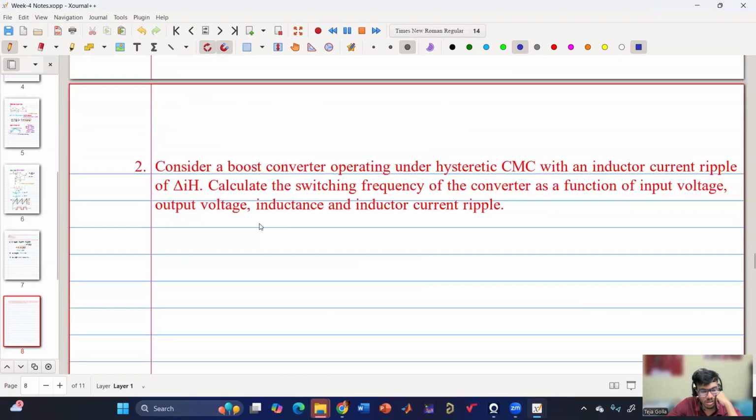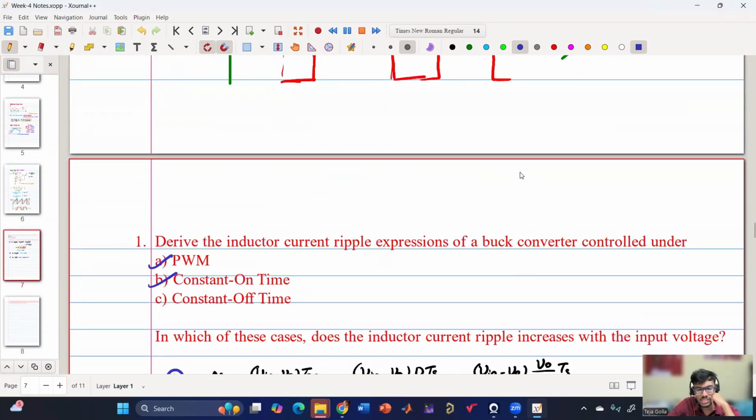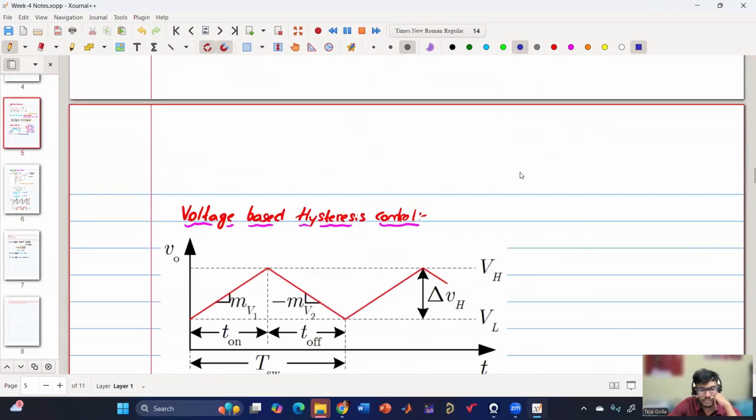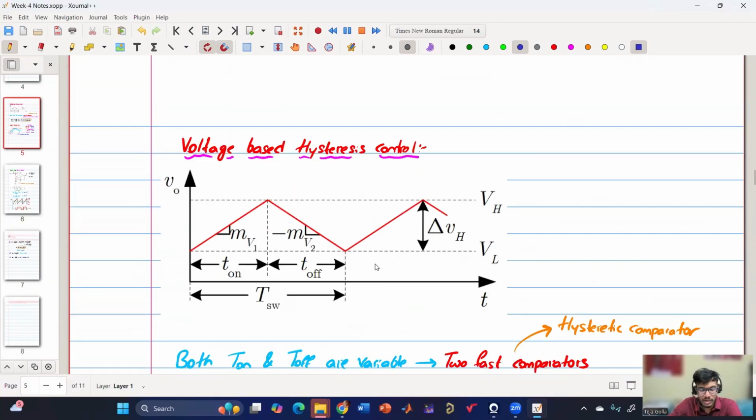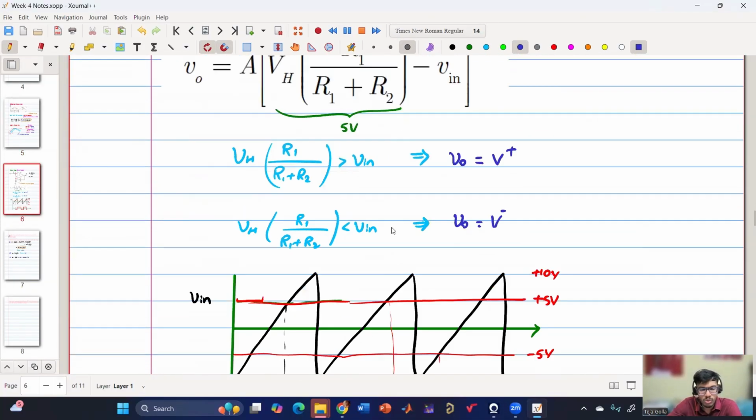Now let us go to another question. Let me read out. Consider a boost converter operating under hysteretic current mode control. So the difference between current mode control and hysteresis voltage mode control is that here the voltage is in between two limits VH and VL, upper and lower limit, whereas in the case of current, this will be the current waveform. Current will be in between upper current limit as well as lower current limit. So that's the only difference.